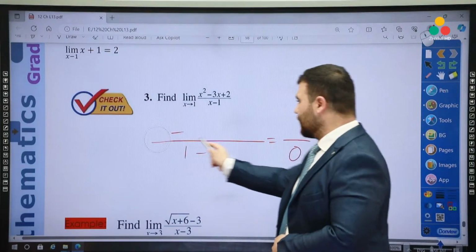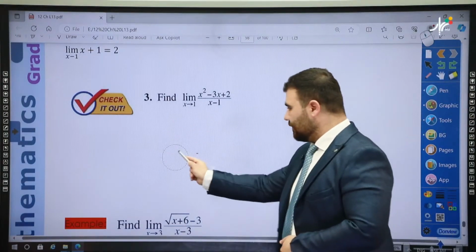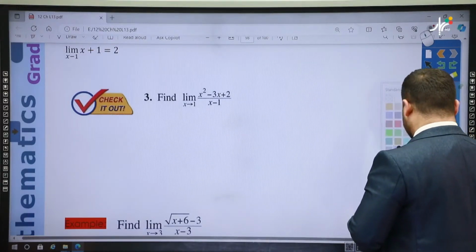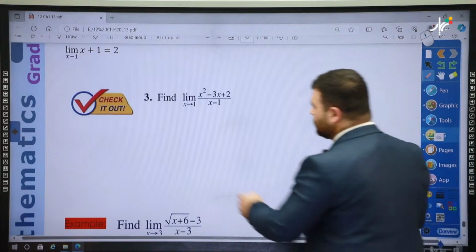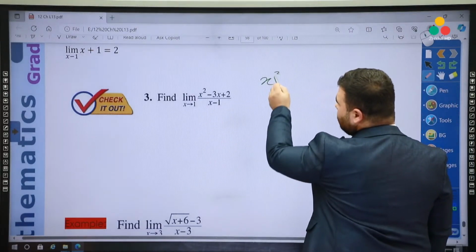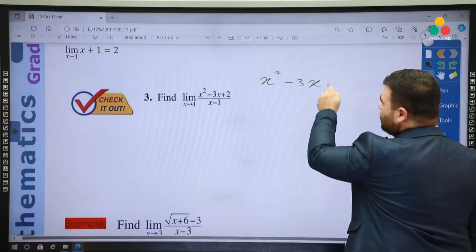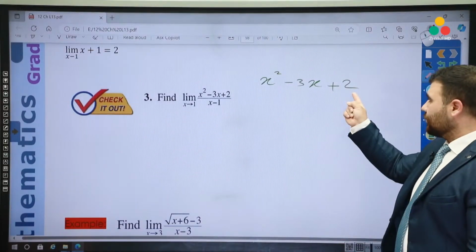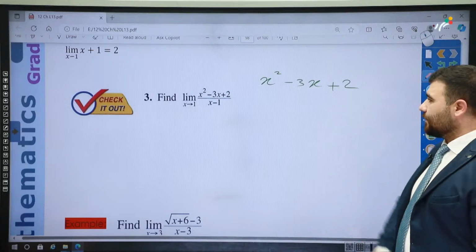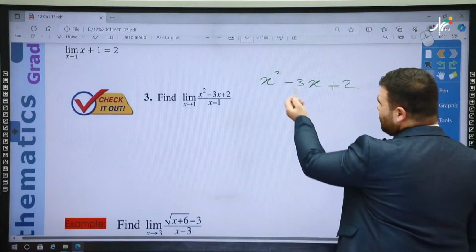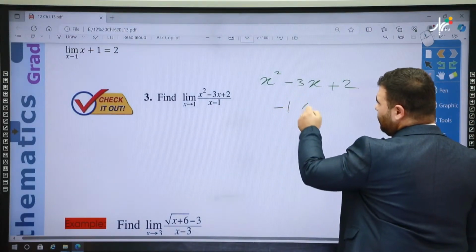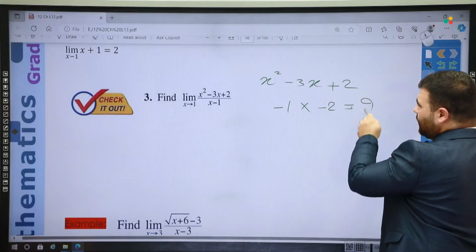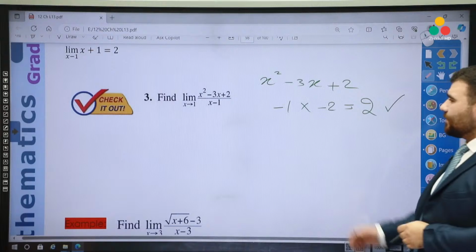Now let's factor this. To factor the quadratic, pay attention to this way. I have x squared minus 3x plus 2. We need two numbers that, when you multiply, we get 2, and when we add them, we get negative 3. Since there is a negative, the numbers should be negative. Negative 1 times negative 2. If I multiply these two negative numbers, the result will be positive 2. So it satisfied the first condition.